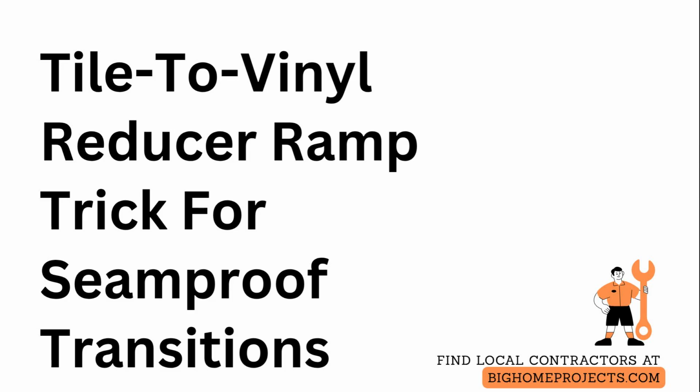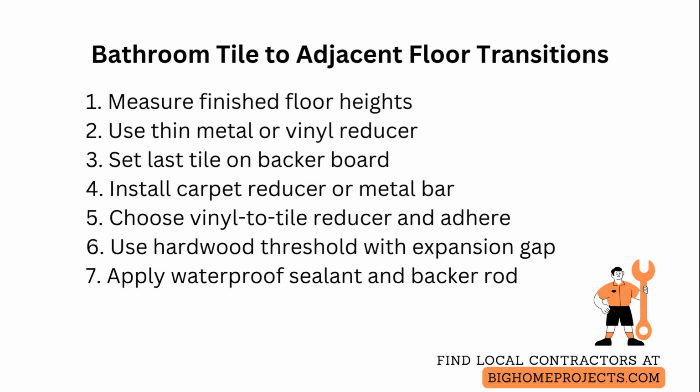Use a dedicated transition strategy to move from bathroom tile to adjacent flooring so the change is safe, waterproof, and visually cohesive. Start by measuring the finished heights of the tile and the adjacent floor and plan a transition that addresses any height difference. For a small difference, use a thin metal or flexible vinyl reducer that screws or glues to the subfloor and sits flush against the tile edge. And for larger drops, choose a sloped hardwood or aluminum transition that creates a gentle ramp for foot traffic.